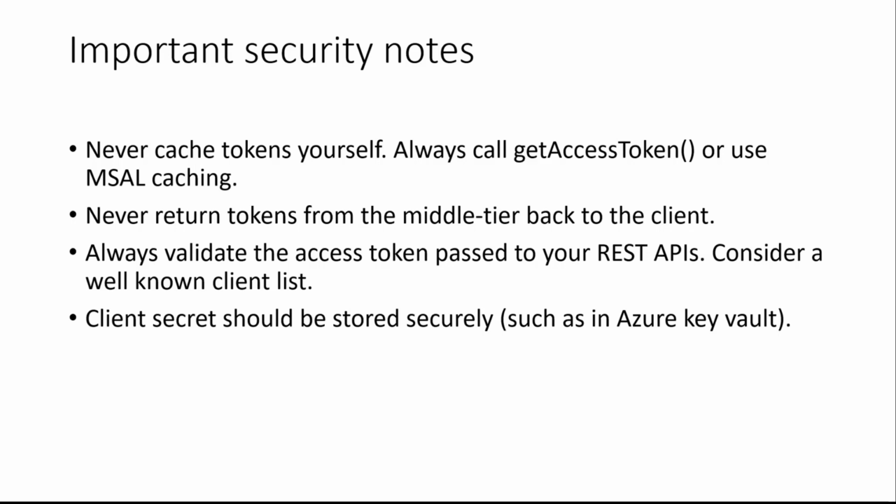So you don't have to think, oh, I got my OBO token back, I need to store that somewhere and save it. There's no need to do that. Obviously, you never return tokens from the middle tier back to the client. So I think we covered that pretty well. There's that link to the docs that explains more about what the risk is for that.